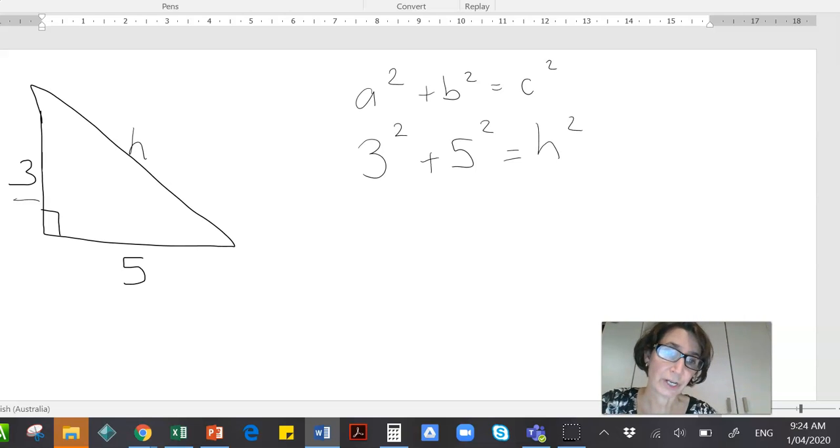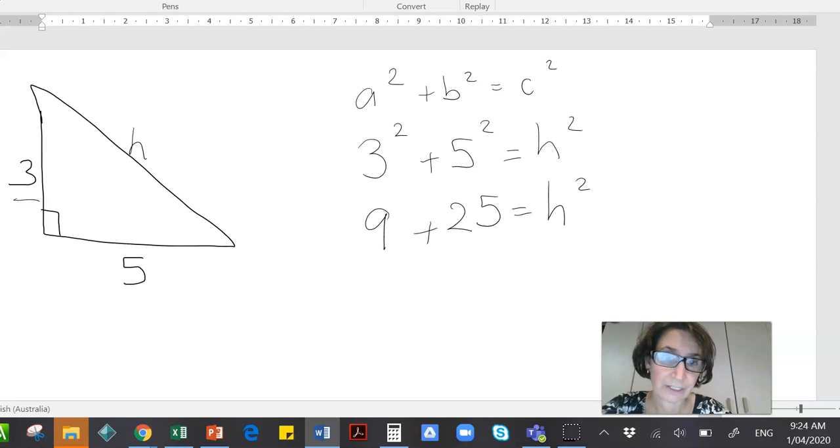All right, so because I know my times tables, I don't need to use a calculator. If you need to use a calculator, that's good. But remember, you need to be good with times tables. It will make life a lot easier. I nearly accidentally wrote a squared there, didn't I? 3 squared is 9. 5 squared is 25. That is equal to h squared. When I add together 25 and 9, I'm going to get 34. Is that right? I hope so.